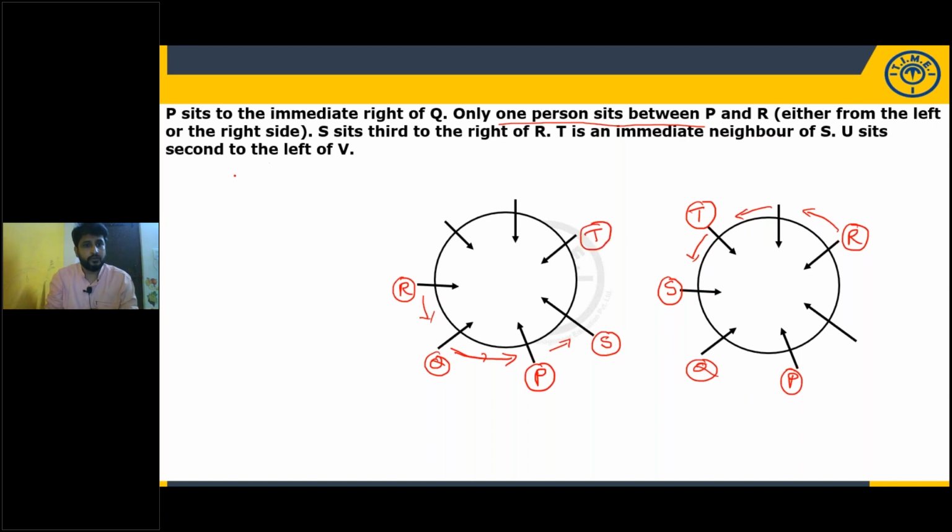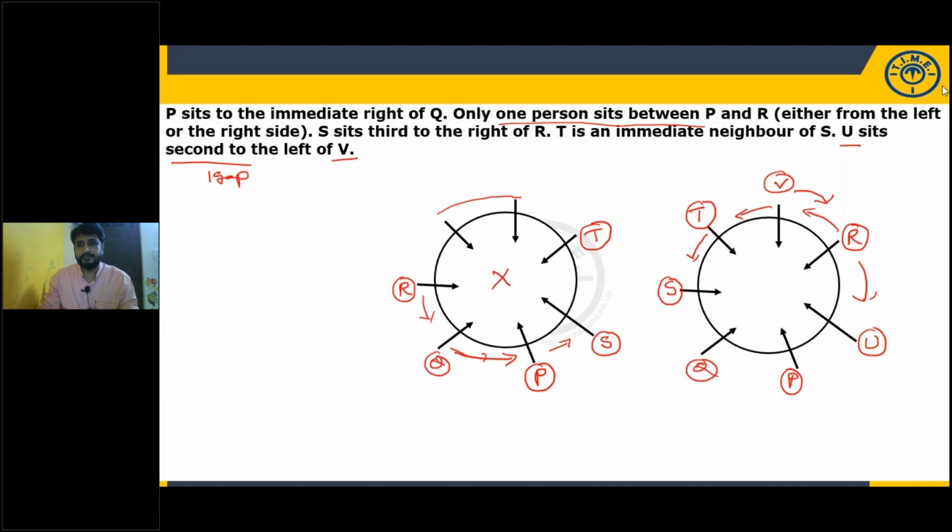Okay. U sits second left of V. Second left means there should be exactly one gap between V and U. Now in this case, we have to take U and V in adjacent positions. There will not be one gap. So this case is ruled out. Now U is second left of V. So U will be here and V will be here, such that first left, second left. U is second left of V. That's it. Quite simple, right? Is it a difficult one?